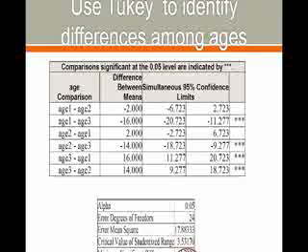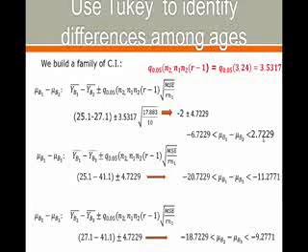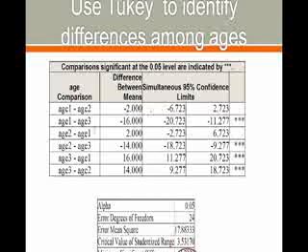How it is done in Tukey with SAS, you will find the same intervals that we have calculated. Look here, B1 minus B2, minus 6.7 to 2.7. This is minus 6.7 to 2.7. The same interval we find using the Tukey family of intervals.